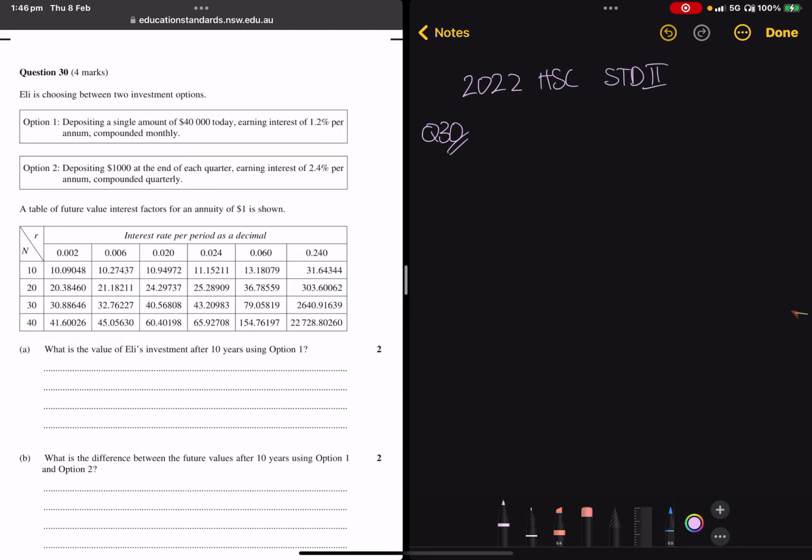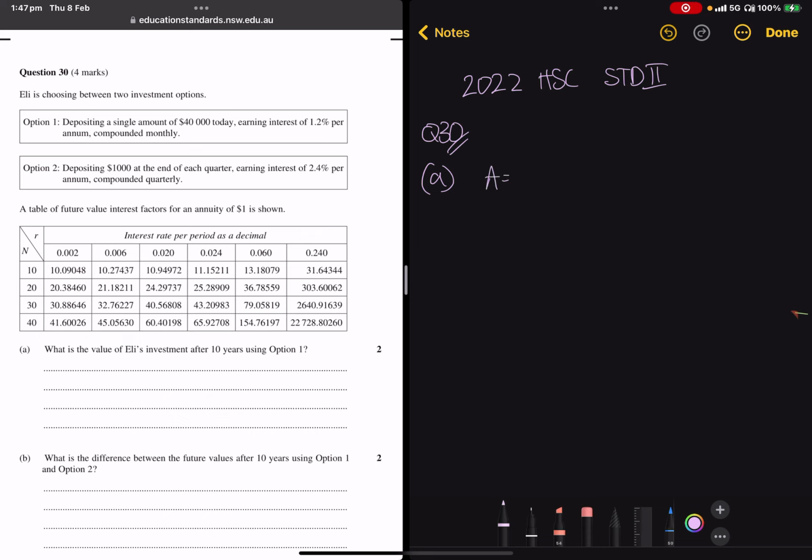Deposit a single amount of $40,000 today, earning interest of 1.2% per annum compounded monthly, or option 2, deposit $1,000 at the end of each quarter, earning interest of 2.4% per annum compounded quarterly. We're given a table of future value interest factors for an annuity of $1. We're asked to determine what is the value of his investment after 10 years using option 1, then to find the difference. Okay, so using option 1, this is just going to be essentially compound interest, right?